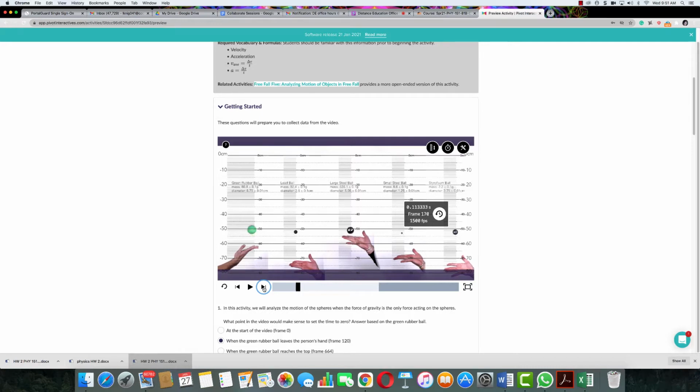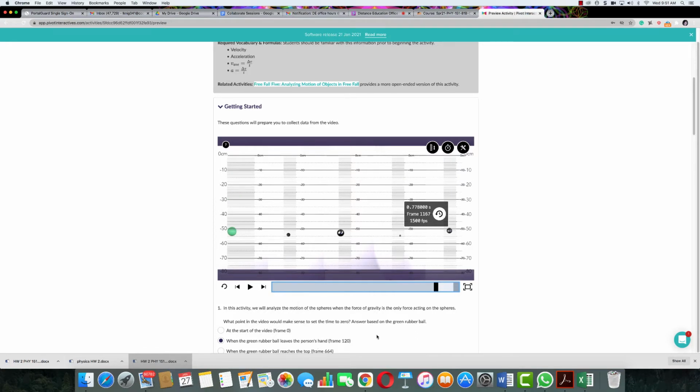And I just kept taking data points until the ball gets to its very highest point and then on the way down. So you want to keep doing that until the ball rises all the way up to the top and all the way back down, so you get some motion before and after.